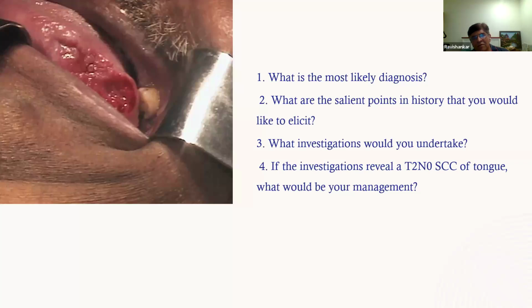So how would you manage this if at all it turns out to be a malignancy? Sir, if the lesion is close to 2 centimeters, I'll advise hemiglossectomy if it is malignancy. I told you it is malignancy. Yes, sir, hemiglossectomy. What else? And flaps, right? Forearm flap. To cover the tongue, you mean?